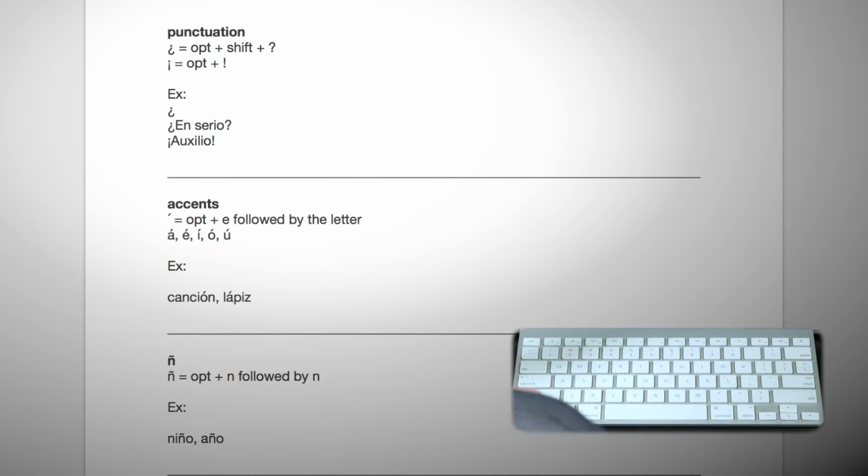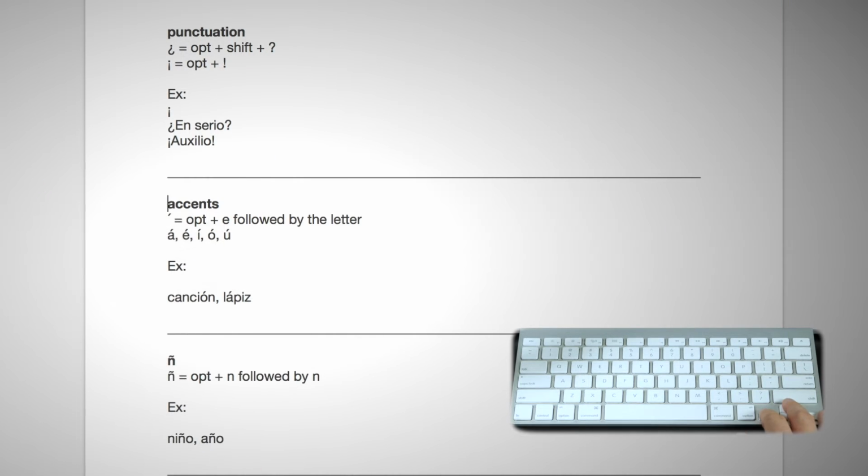And the exclamation point is very similar. Hold Option, and tap the one key where the exclamation point normally is, and you'll get an upside down exclamation point. So let's take a look at the accents.